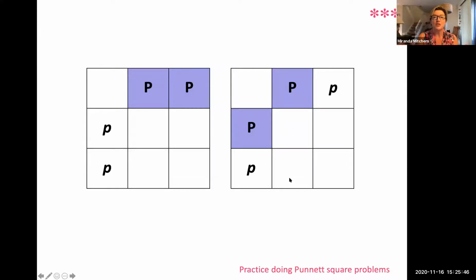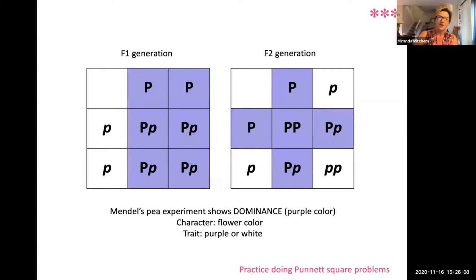So I do encourage you to practice doing Punnett squares, because it is a good way to learn and understand that you are getting these genetic concepts. Your textbook has a few of them in the chapter, and then you can find the answers for those in your textbook as well. So that's nice. You can double check your work. Okay, so filling it in, this is what it would look like.